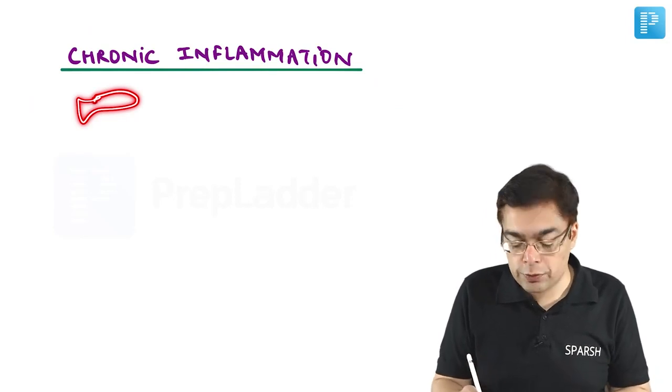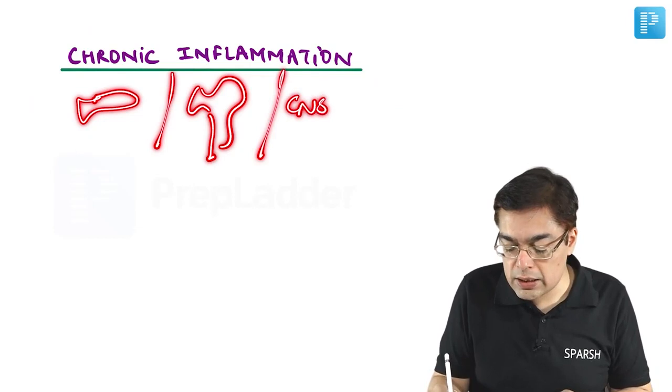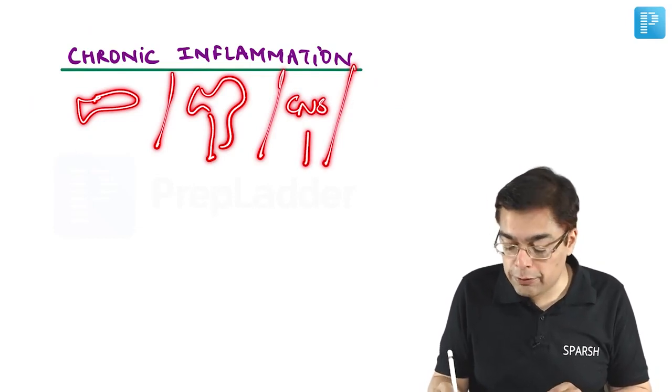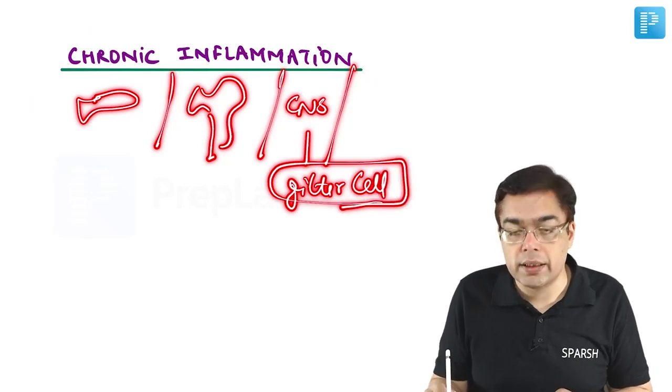For liver, it is going to be a Kupffer cell. So far as the bone is concerned, that is an osteoclast. So far as the brain is concerned, that is going to be a microglia. Remember the fact, microglia, also known by the name of a Gitter cell. That is what they love to ask you in the exam.